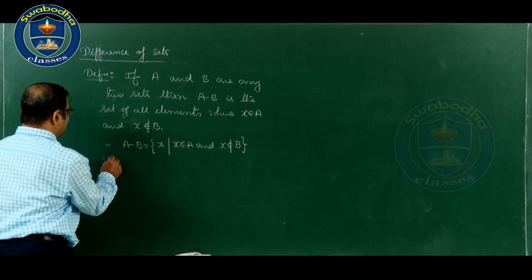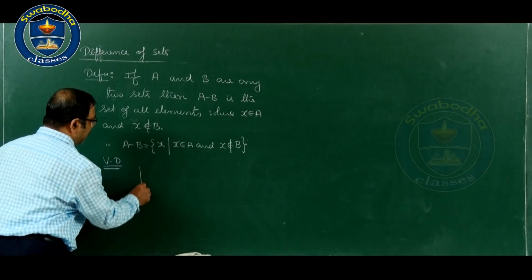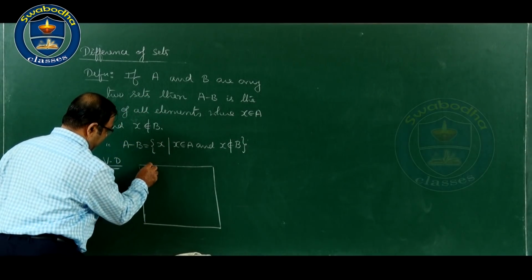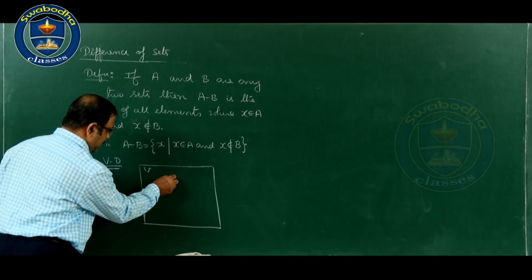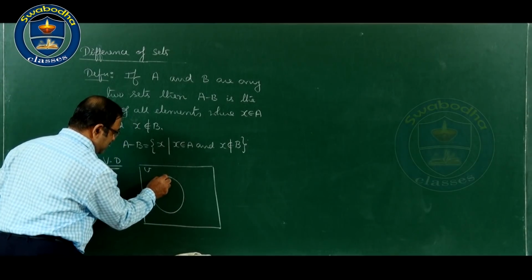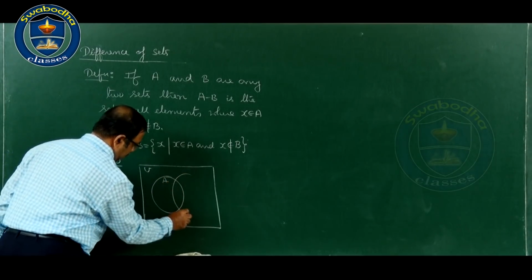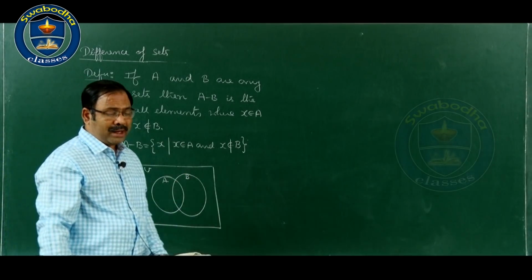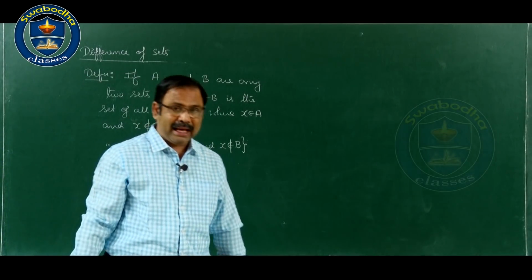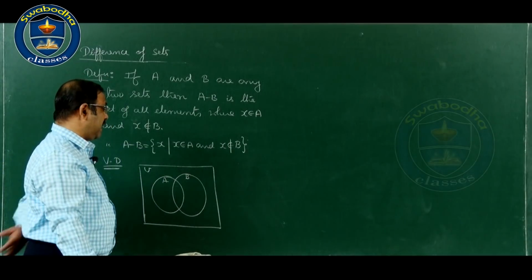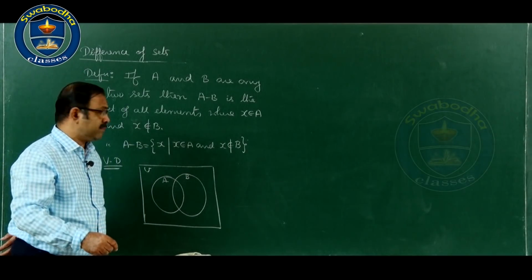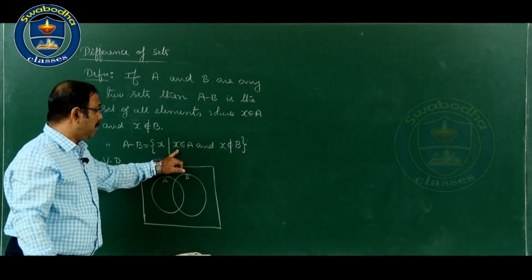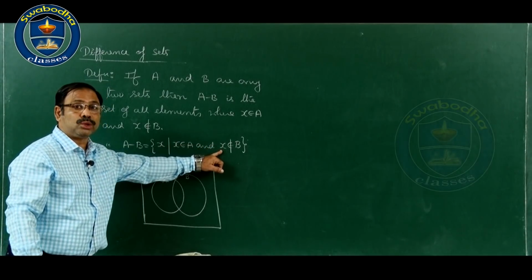Now, let us draw the Venn diagram. Let us consider this is the universal set. You take this is a set A and this is a set B. So, what is A minus B? What is the meaning? All those elements which belong to A but do not belong to B.